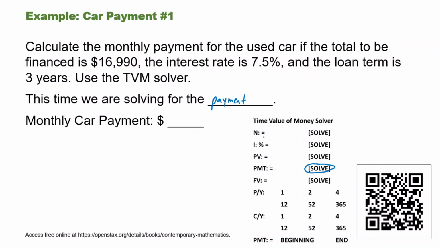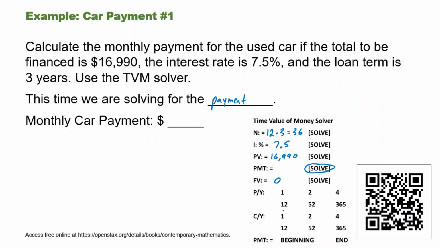Now capital N in the time value of money solver is the number of payments or compoundings in the entire term. Because this is a monthly payment for 3 years, this will be 12 times 3. So capital N is equal to 36. I as a percent is 7.5. Present value, PV, is $16,990, the amount to be borrowed. The payment is unknown, so we circle solve. Future value is going to be equal to 0 because we are eventually going to pay off this loan.